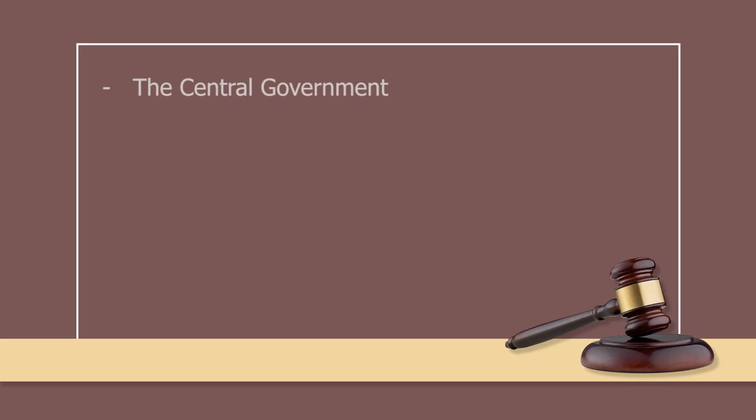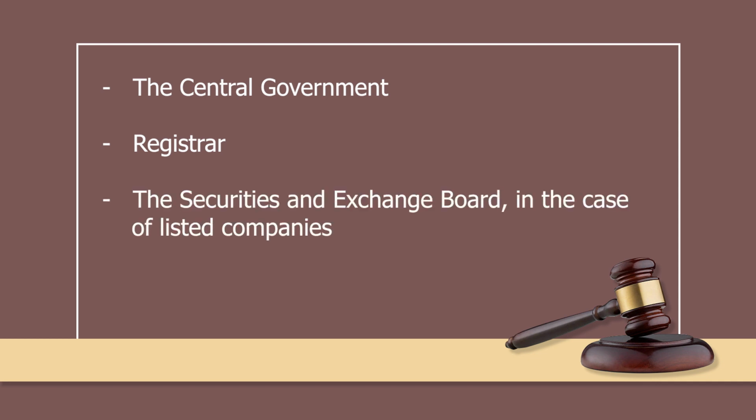On receiving the application for reduction of share capital from a company, the Tribunal shall give notice of the application made to it to: number 1, the Central Government; number 2, the Registrar; number 3, the Securities and Exchange Board in case of listed companies; and number 4, the creditors of the company.